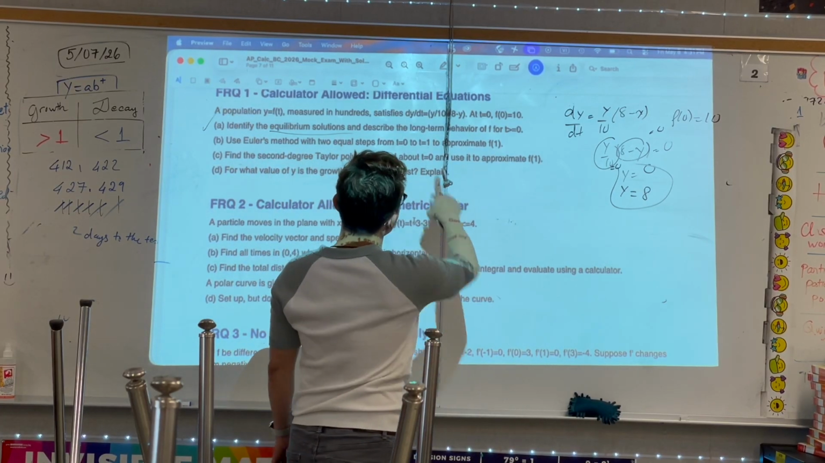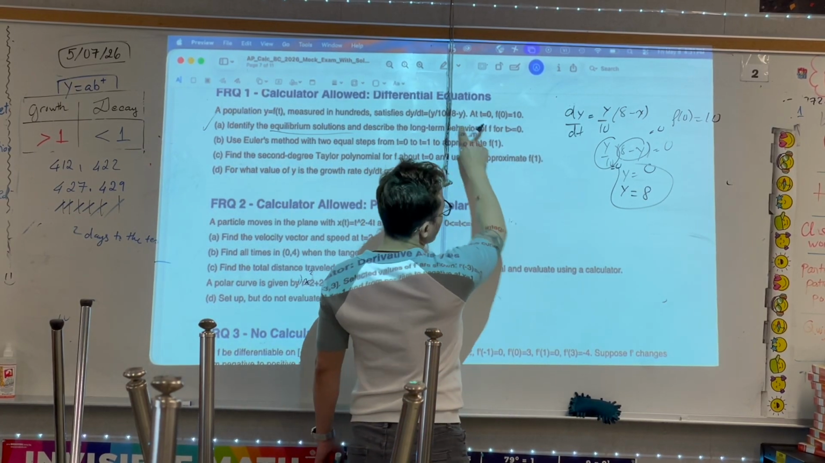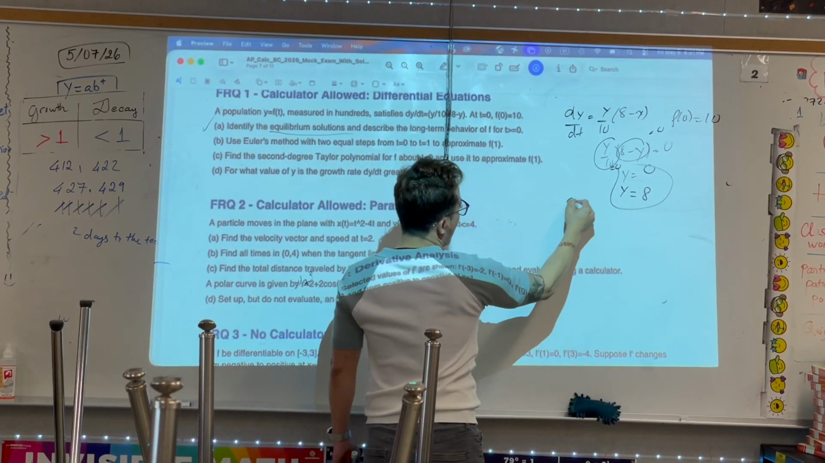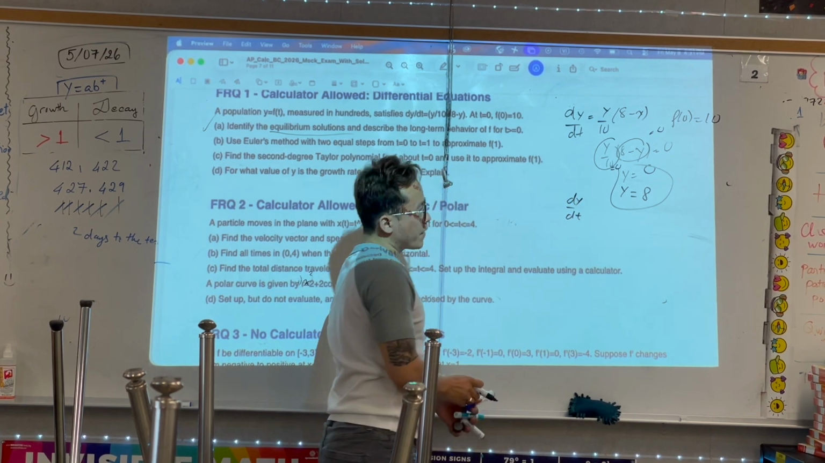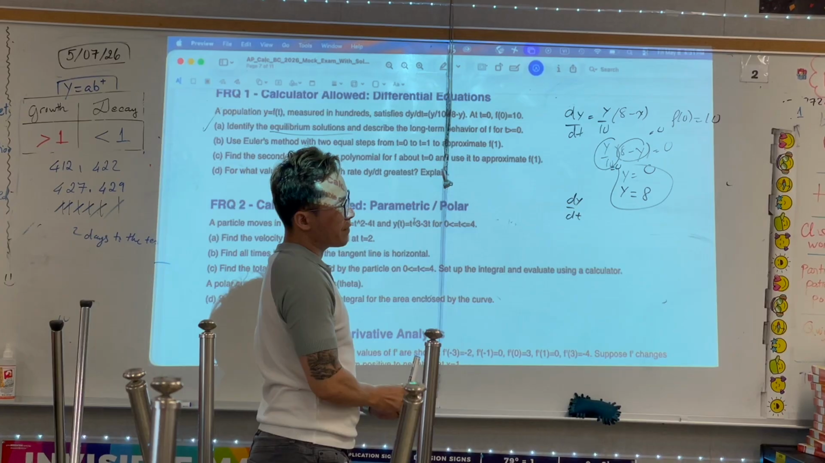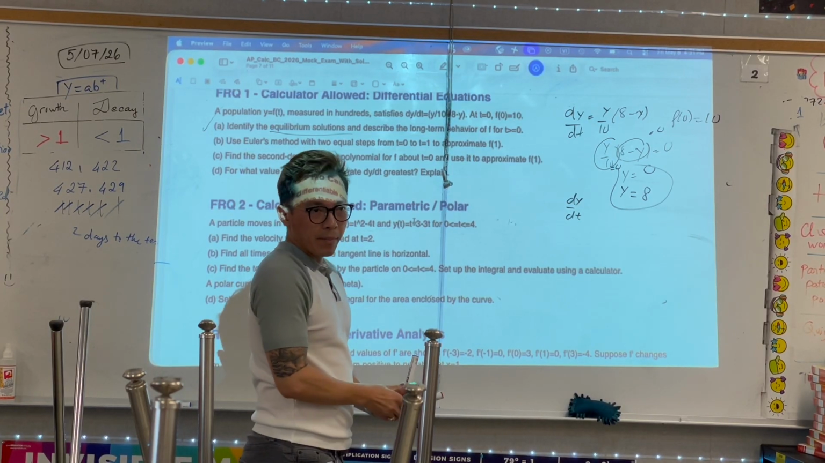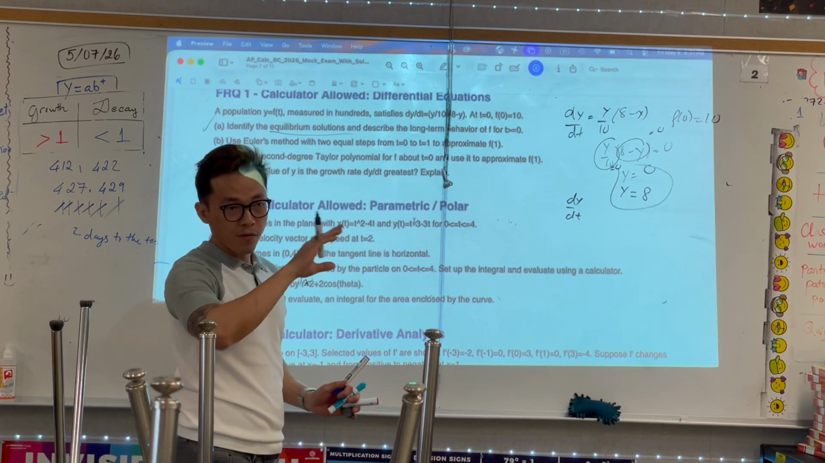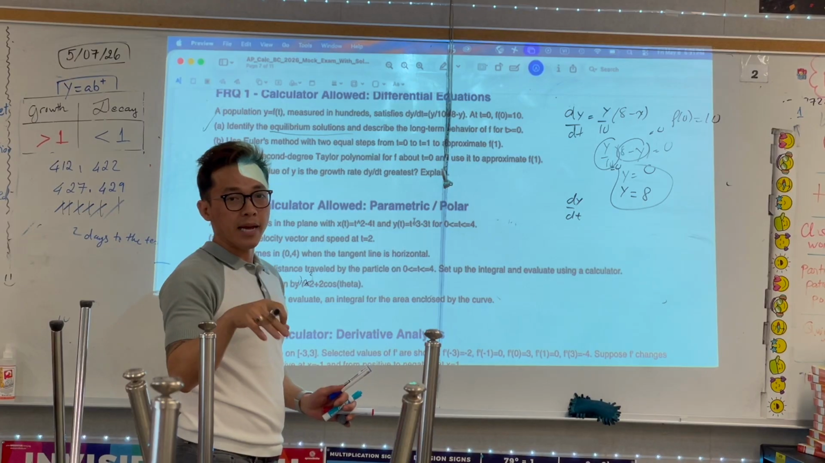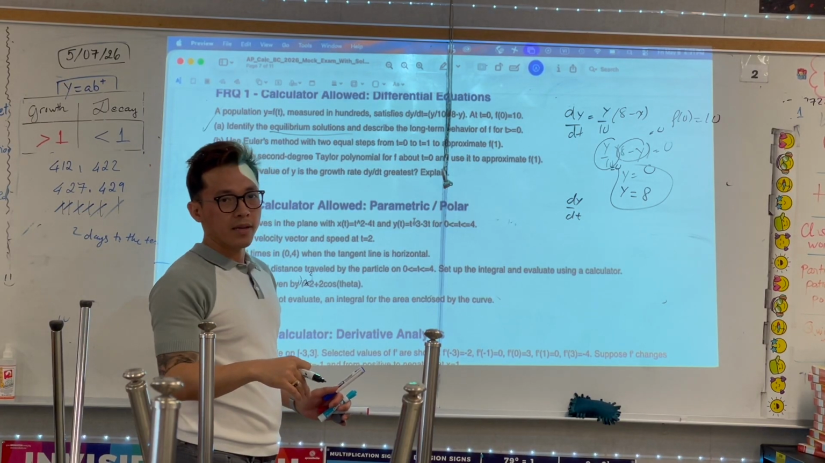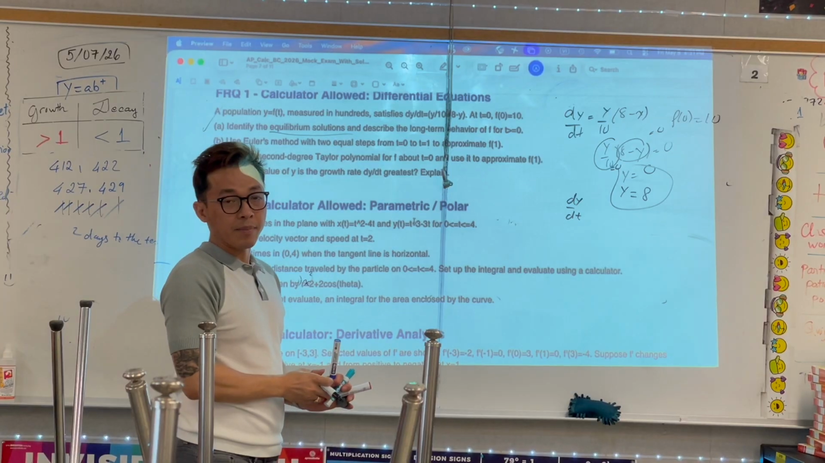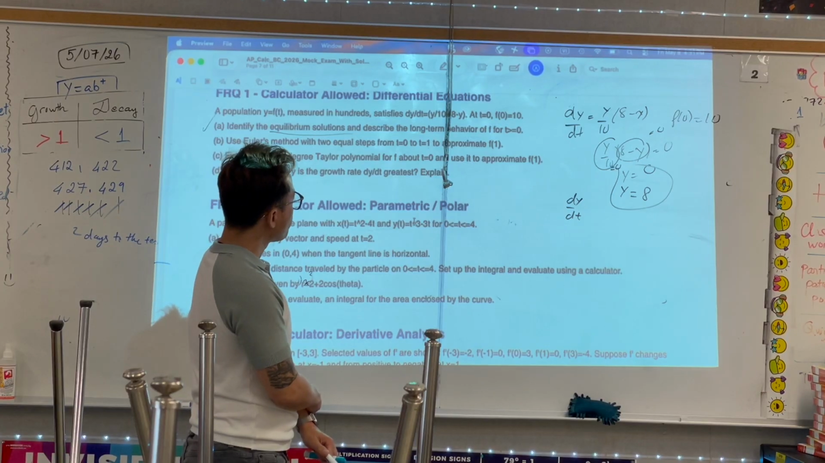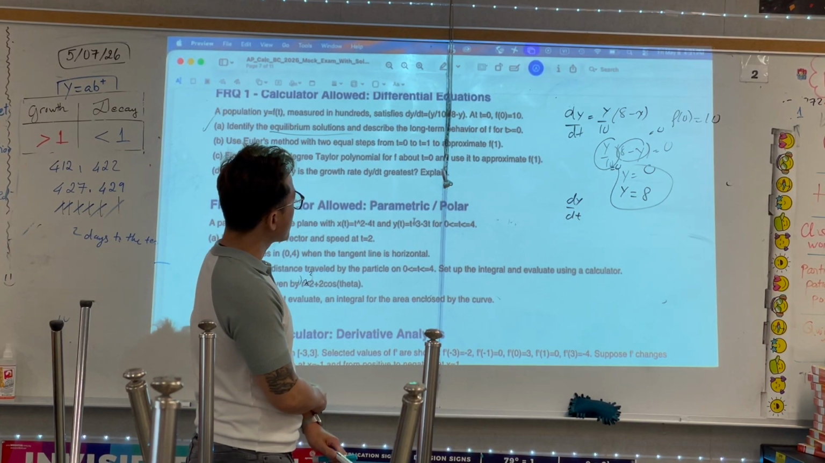Now, describe the long-term behavior. Still we have dy over dt. If you remember, when velocity and acceleration are on the same side, that means they're speeding up. If they have different signs, they're going to slow down. That's it. So what is this thing? What is this one?